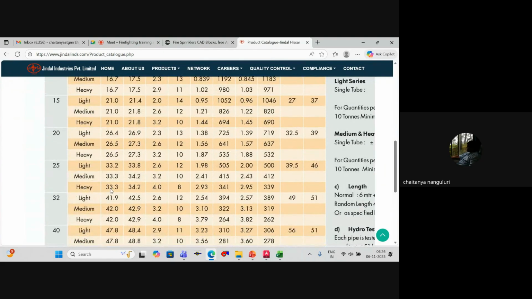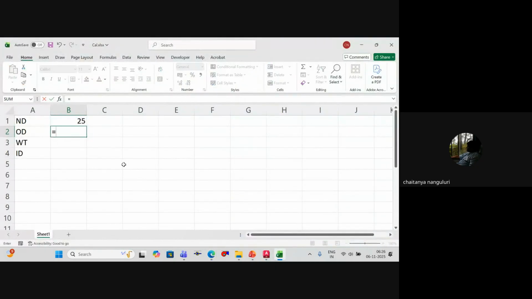So that is 33.3, 34.2. So 33.3 plus 34.2 divided by 2, so that we get an average value. That's the reason.